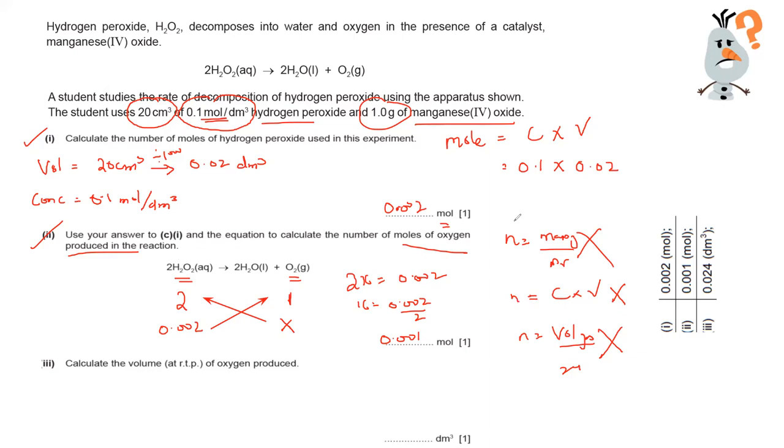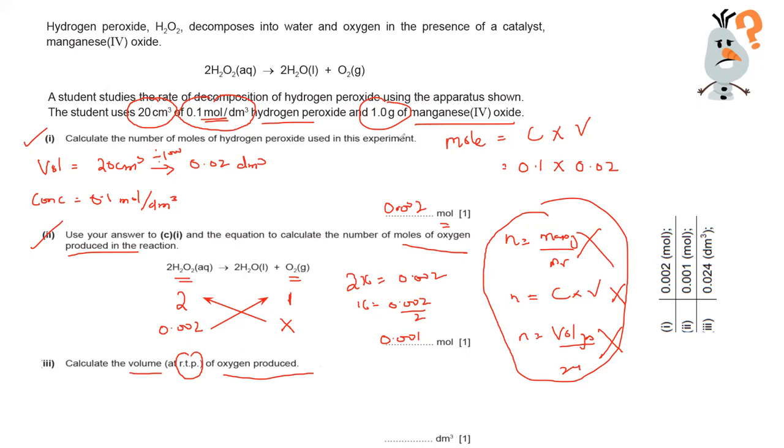Because the information about oxygen is not complete, we cannot use any formula. That's why we use the ratio. Then the next part, they're asking for the volume. Calculate the volume. RTP means room temperature and pressure. It's a short form for room temperature and pressure. So RTP refers to the room temperature and pressure of the oxygen gas produced.